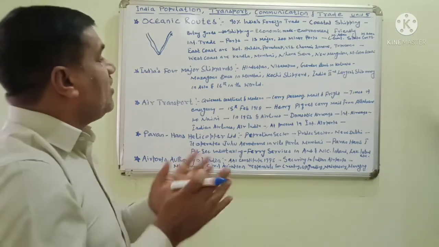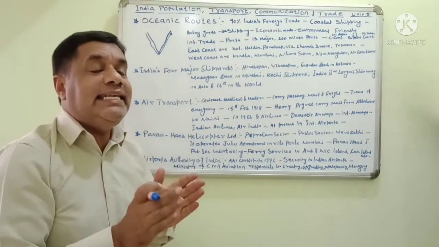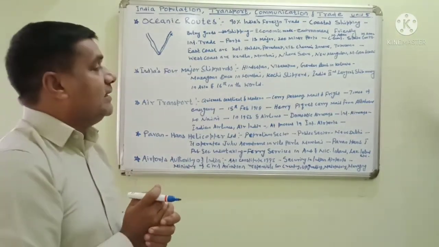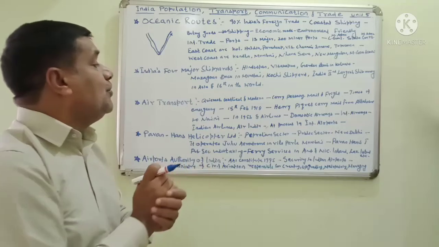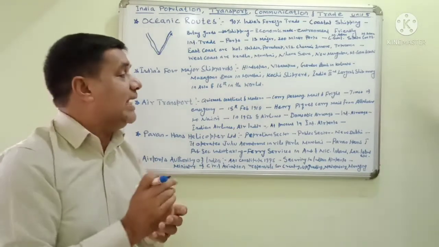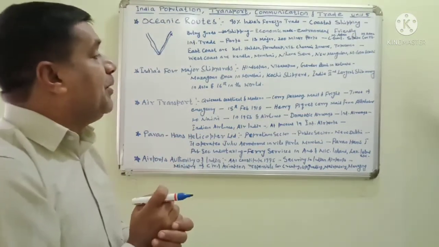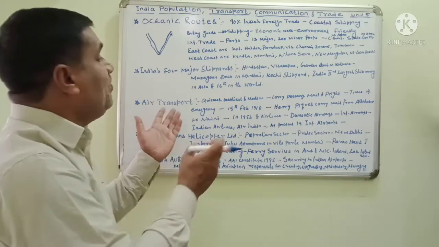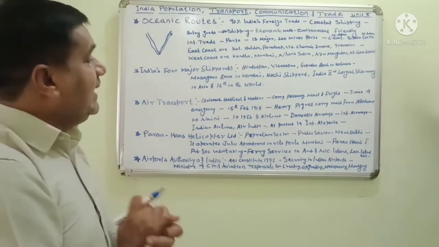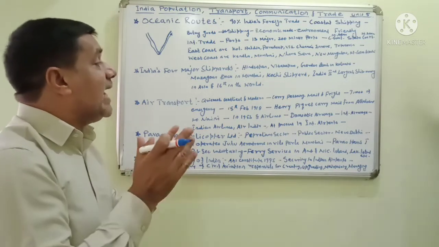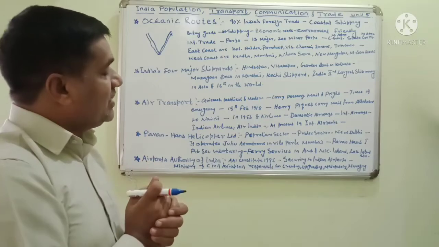Air transport was started in our country on 15th February 1980. Henry Pickwick carried mail from Allahabad to Naini. First he started carrying mail from Allahabad to Naini through air transport. In 1953, 8 airlines were started in our country, India.